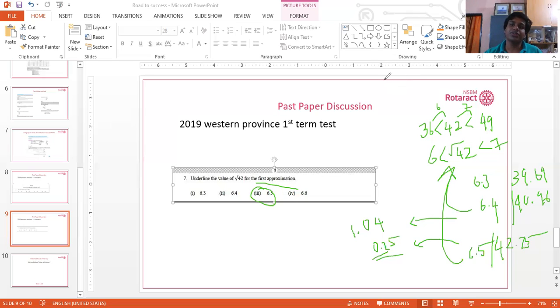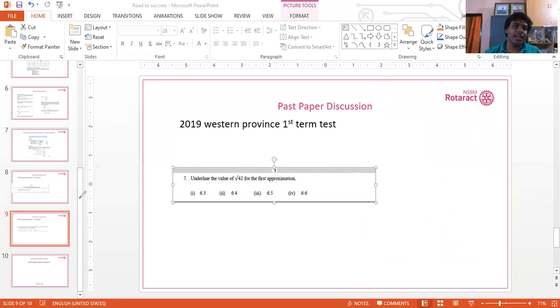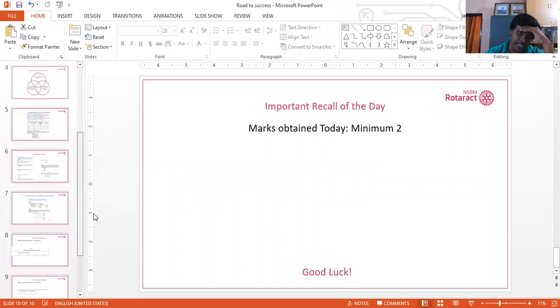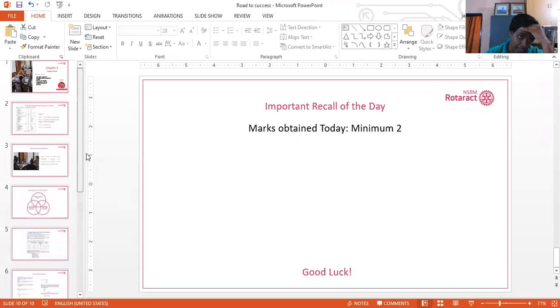Okay, we have done that also. So that brings to an end. We have done 2 past paper questions. You have collected 4 marks out of both past papers, actually two marks from each past paper. Anyways, we have completed that, and now we are moving on to today's daily recall, the important recall of the day.